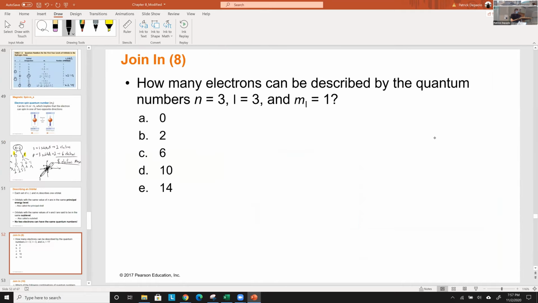Okay, so here we go. Here's a good question. How many electrons can be described by the quantum numbers n equals 3, l equals 3, and ml equals 1? I'll give you a minute. First one to answer doesn't really get anything, but I'll give you a good job. Remember the rules.